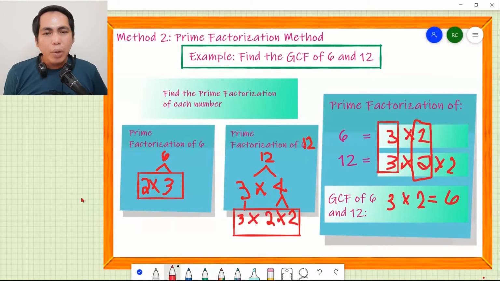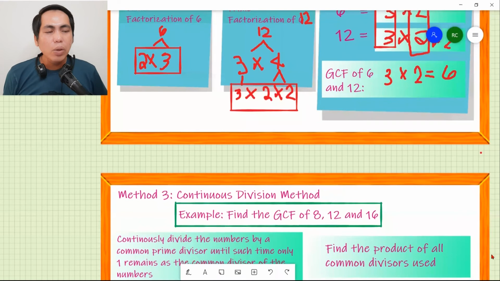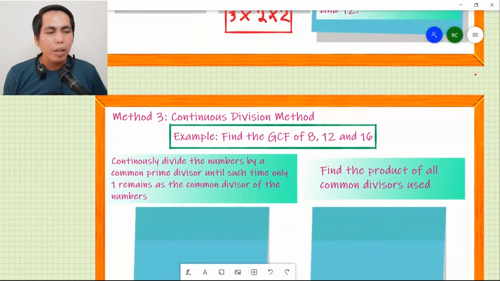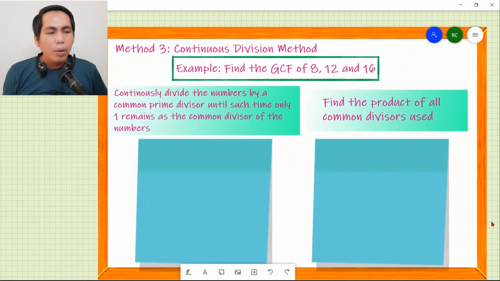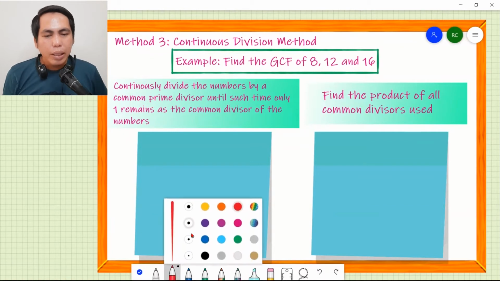And finally, we will be using the third strategy. We call this the continuous division method. So in this method, we continuously divide the given numbers using only prime divisors. So let us have this example. So this time we have now 3 numbers.